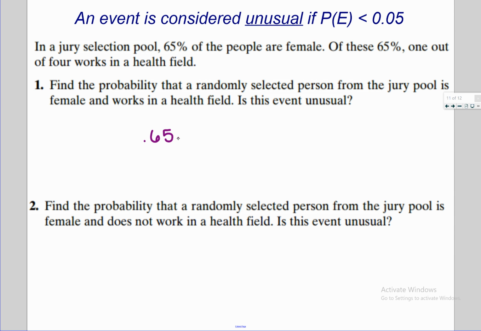Times then that they also work in the health field. So this is dependent. We are given that they're a female. What is the probability that they work in the health field then? 25%, or you could say 1 out of 4 if you want to. 0.65 times 0.25. I get 0.1625 is my probability. Is it unusual? It's not less than 5%, not unusual.